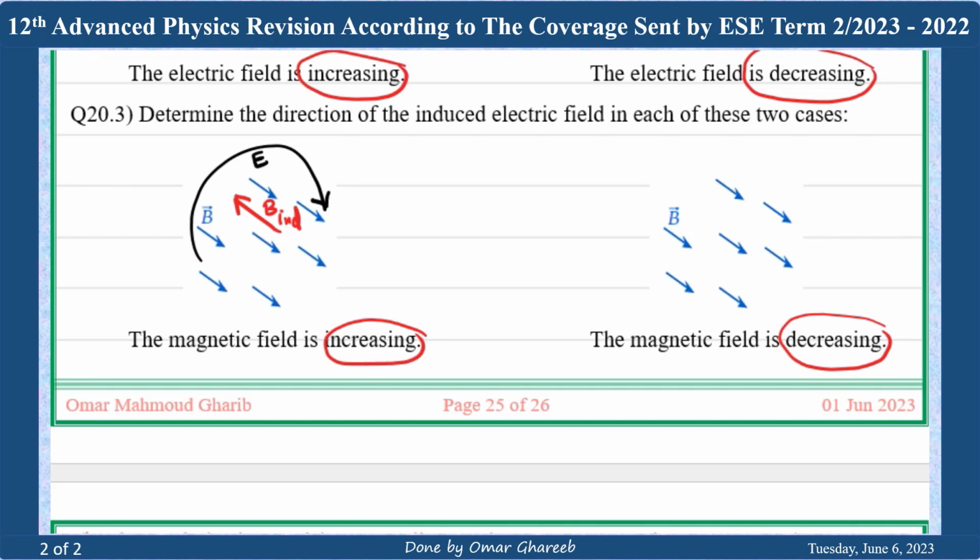For the last one, we have a decreasing magnetic field. According to Lenz's law, we need to induce a magnetic field in the same direction as the external one. Put your thumb out of the page, like directed in the drawing. Then your fingers will curl counterclockwise. This is the induced electric field. So if you start with a magnetic field, go with Lenz. If you start with an electric field, go against Lenz.